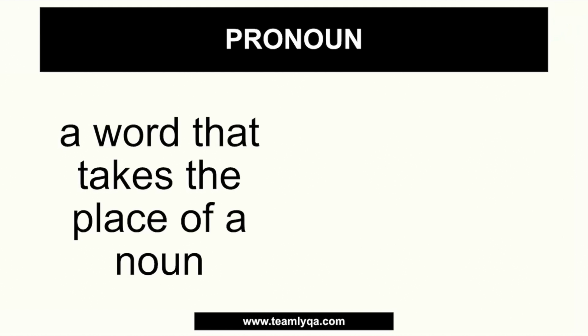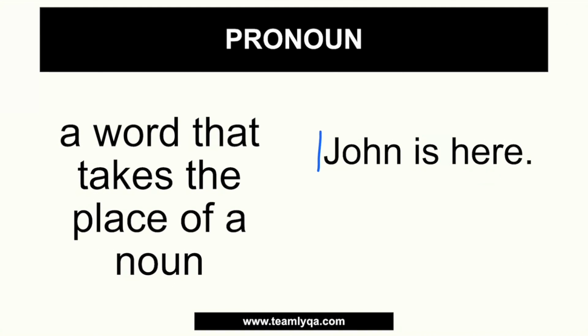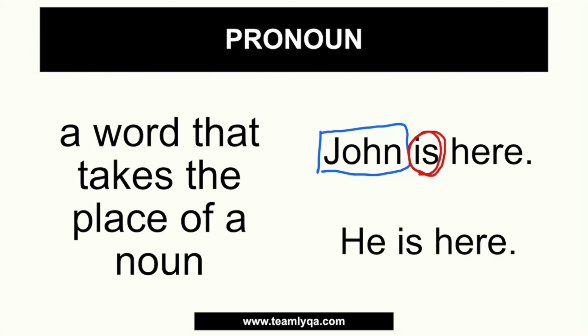Okay? Now, para makita natin siya in action, we have a sentence like this. Sabi, John is here. So, ang bida sa sentence, ang noun sa sentence na ito is John. Okay? This is your noun. Ito yung ating verb, yung is, yung ating be verb. Okay? Is siya kasi mag-isa lang si John. And now, kung papalitan ko siya ng pronoun, magiging he is here. Okay? So, instead of John, naging he na lang.